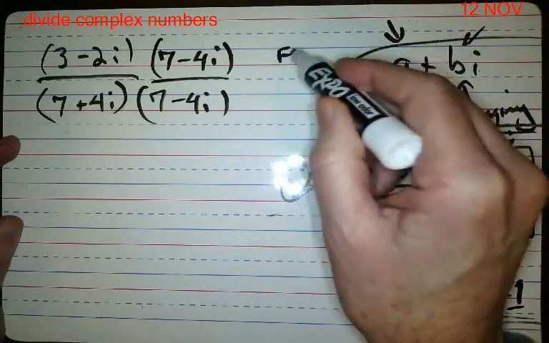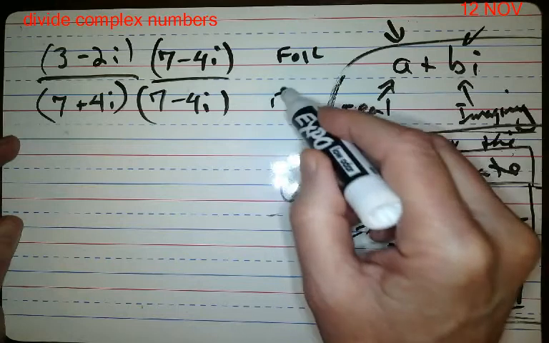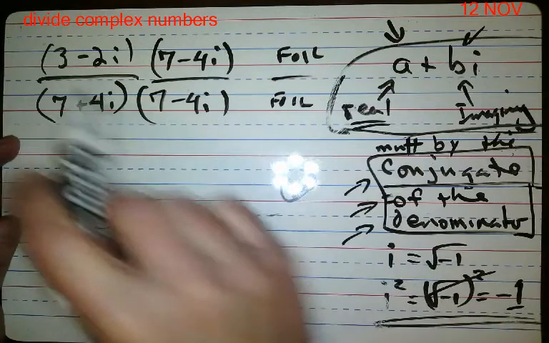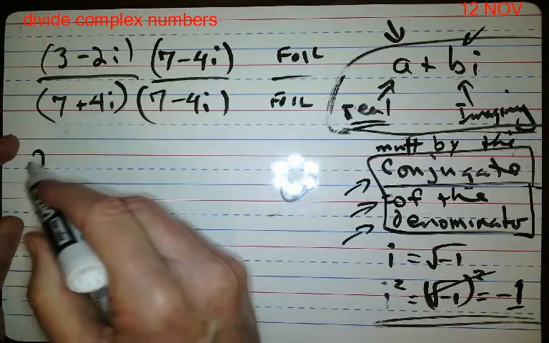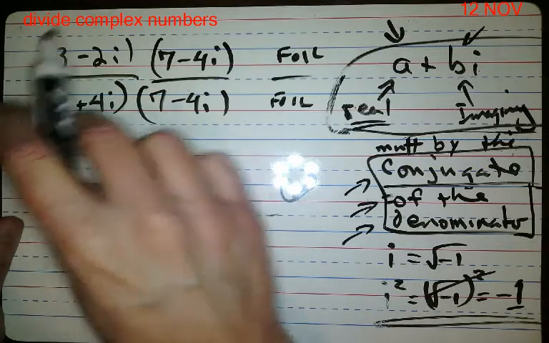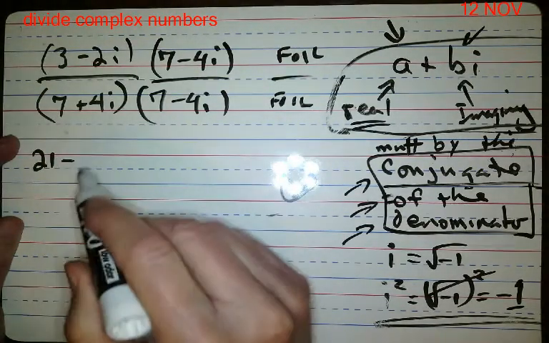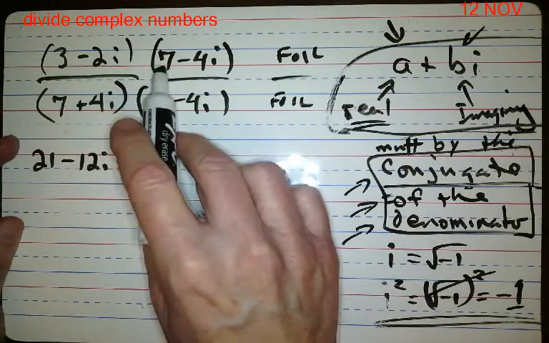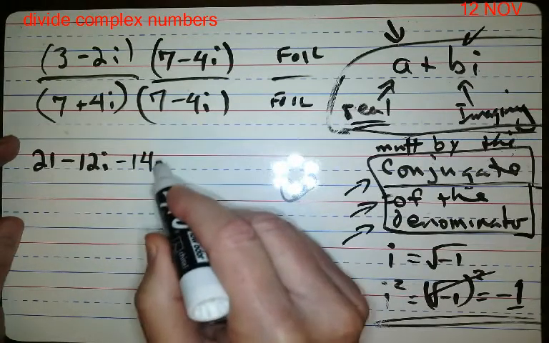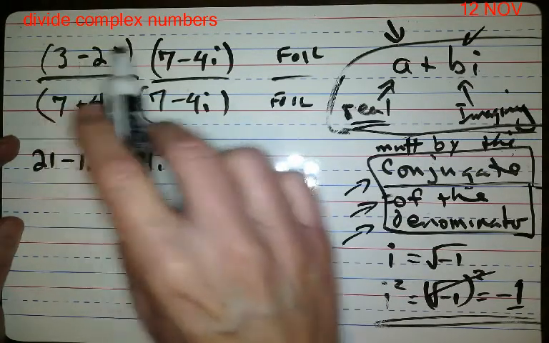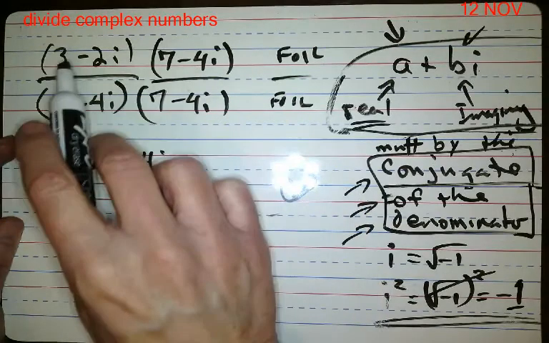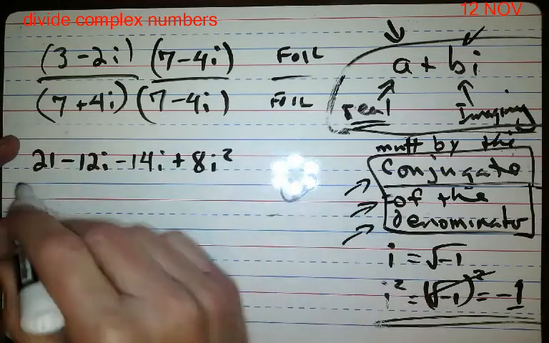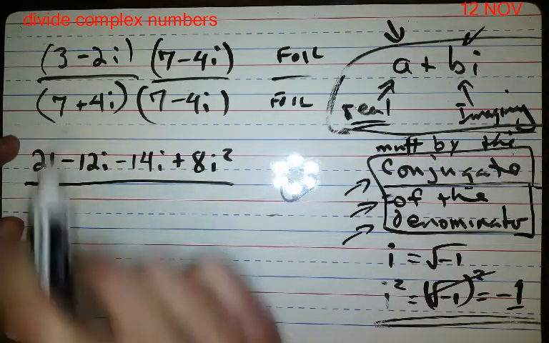Now we have to do FOIL on the top, and we have to do FOIL on the bottom. So let's do it. 3 times 7 is 21. 3 times 4i is 12i. Negative 2i times 7 is negative 14i. And then negative 2i times negative 4i, negative times negative, is positive 8i squared. So that's on top.